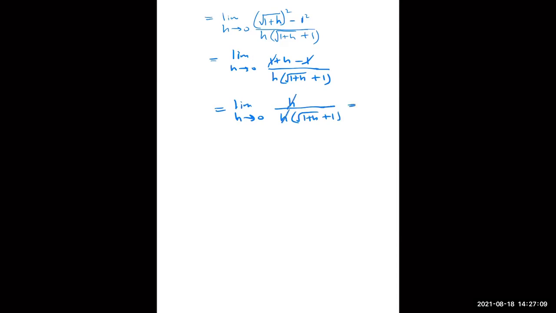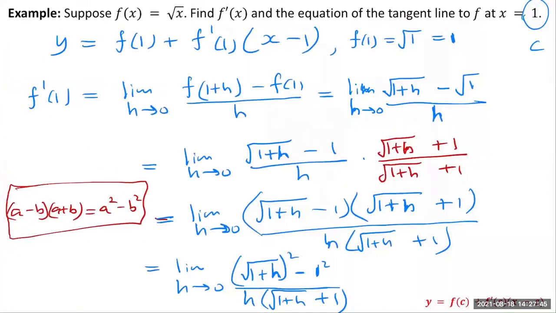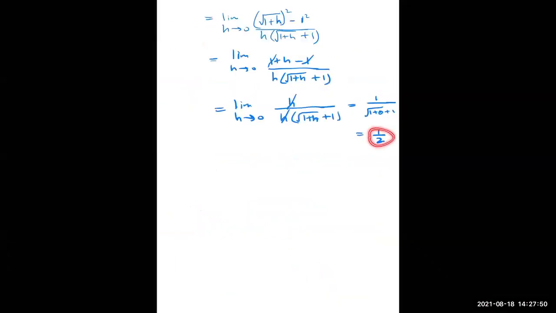The limit of this one would be 1 divided by square root of 1 plus 0 plus 1. Notice that as h approaches 0, this will be going to 0. That's why I have 0 here. So this will be 1 over 2. So the derivative of my f of x at x equal to 1 is 1 over 2. So we have the derivative.